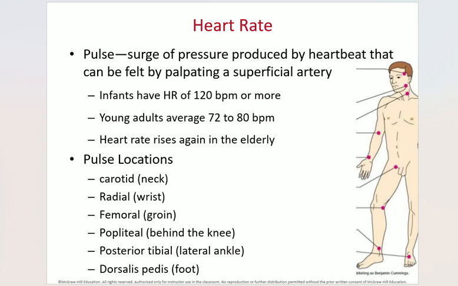Infants are going to have a high heart rate, normal, 120 beats per minute for an infant. Young adults are going to average somewhere between 72 to 80 beats per minute. And then as you age, your heart rate rises again, especially in elderly patients. Usually this is because your blood vessels are going to be a little bit stiffer. It's going to make your heart work a little bit faster.